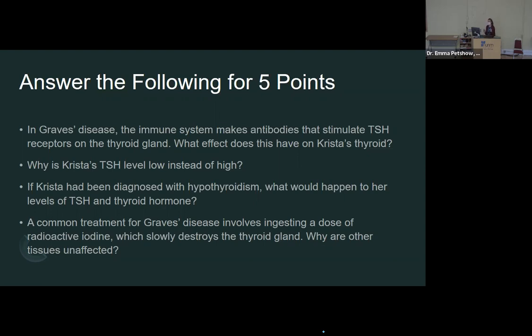Are you ready to try? All right. So in Graves' disease, the immune system makes antibodies that stimulate TSH receptors on the thyroid gland. What effect does this have on her thyroid? What happens in Graves? What do we know about Graves? Great, good. I love it. Okay, what else do we know about Graves' disease?